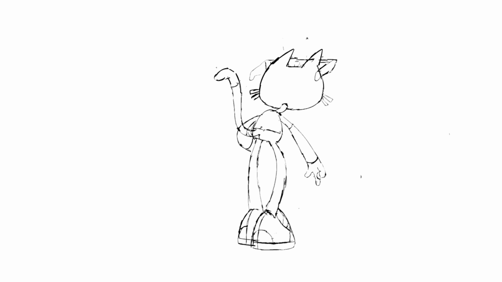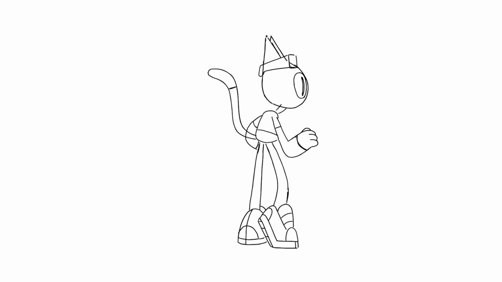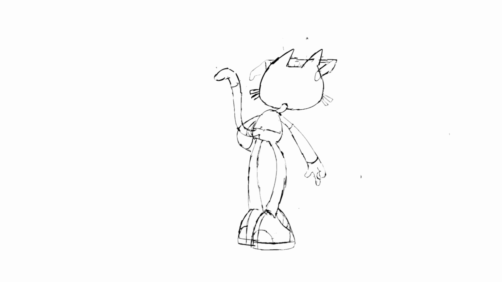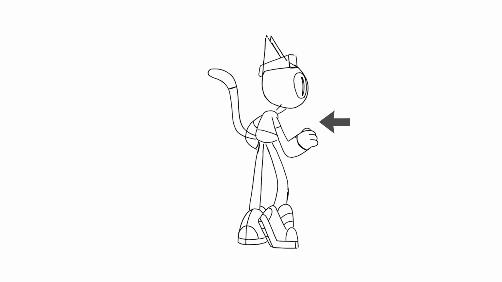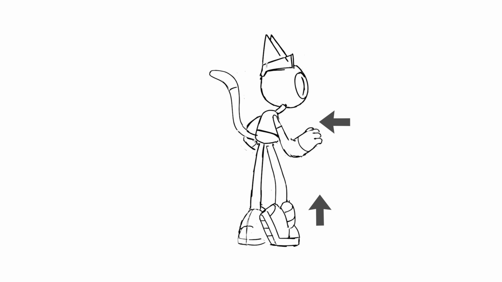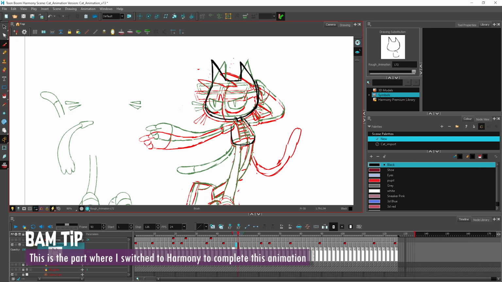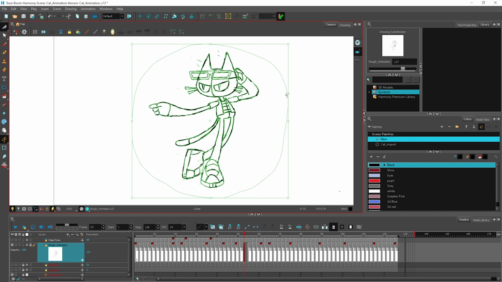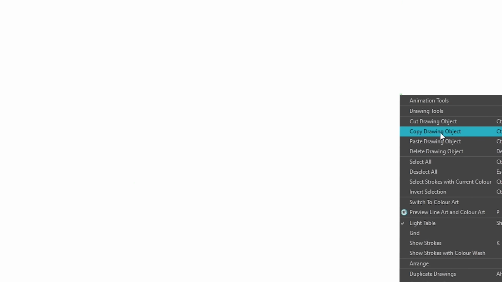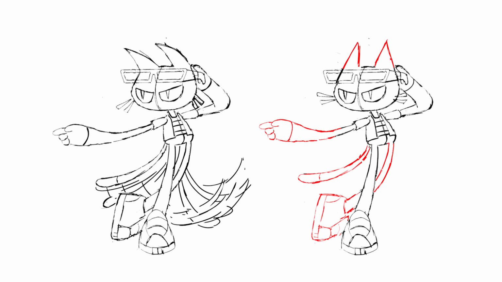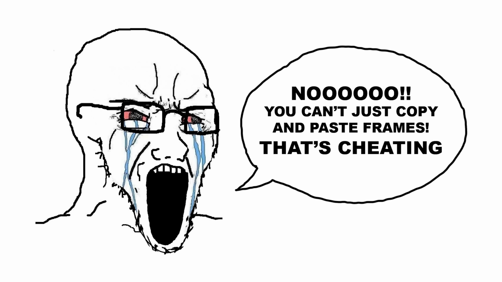Also, remember anticipation? Well, it's happening right here. Before he spins around, see how his hand is going back and his foot is coming up. He's winding up for the spin. You don't always have to make every drawing from scratch. Sometimes you can reuse parts of the old drawings by copying those frames and then adjusting only the parts that move. Although I wouldn't recommend overusing this.